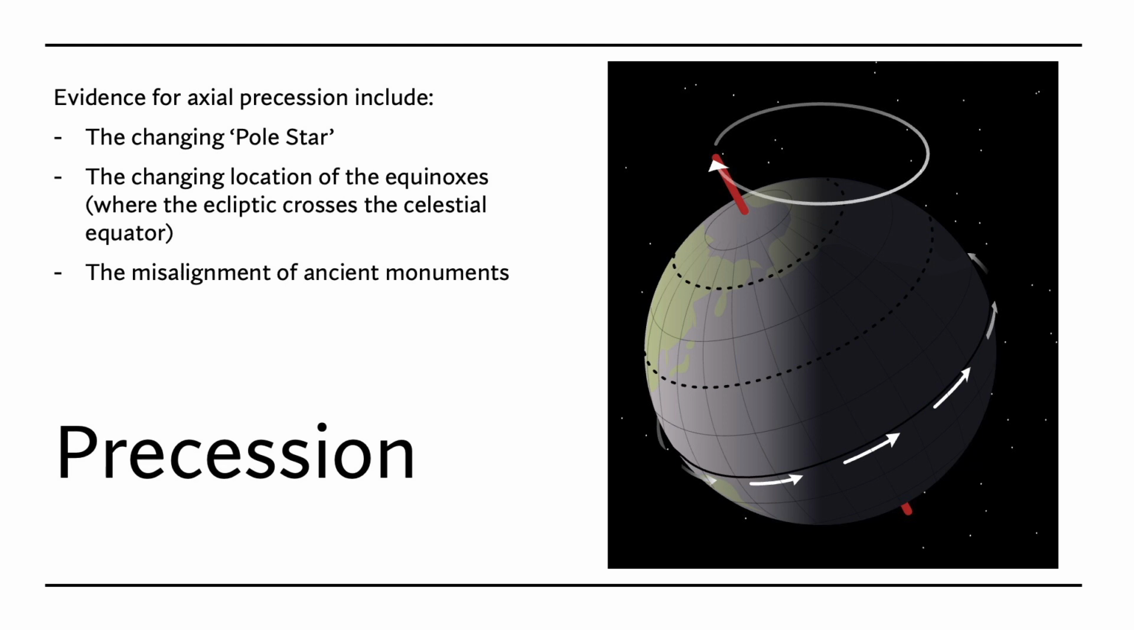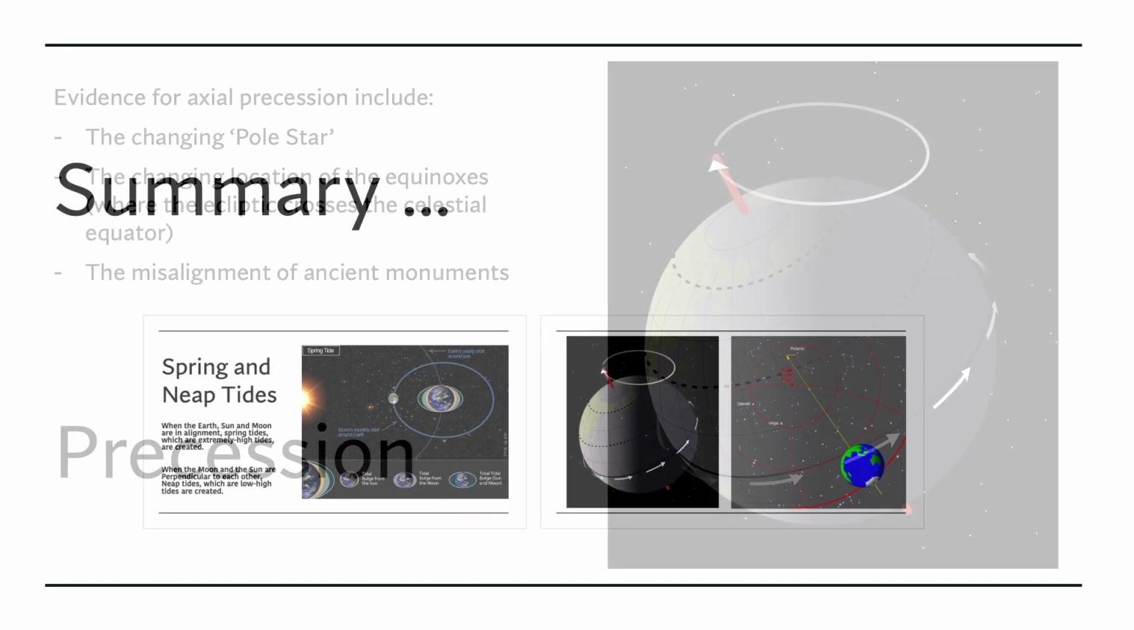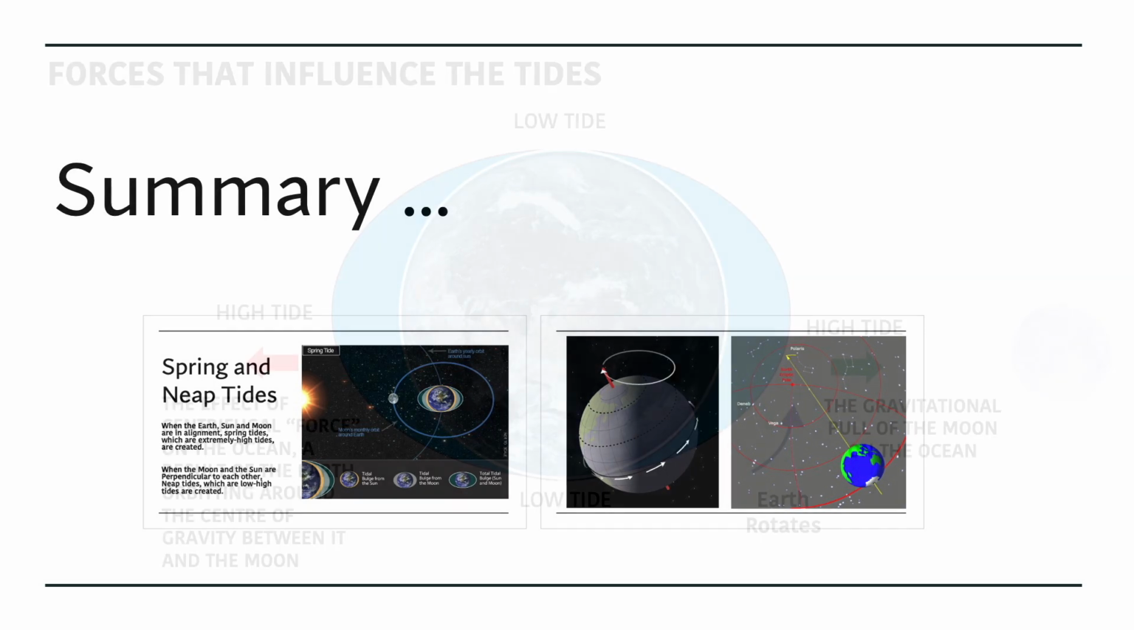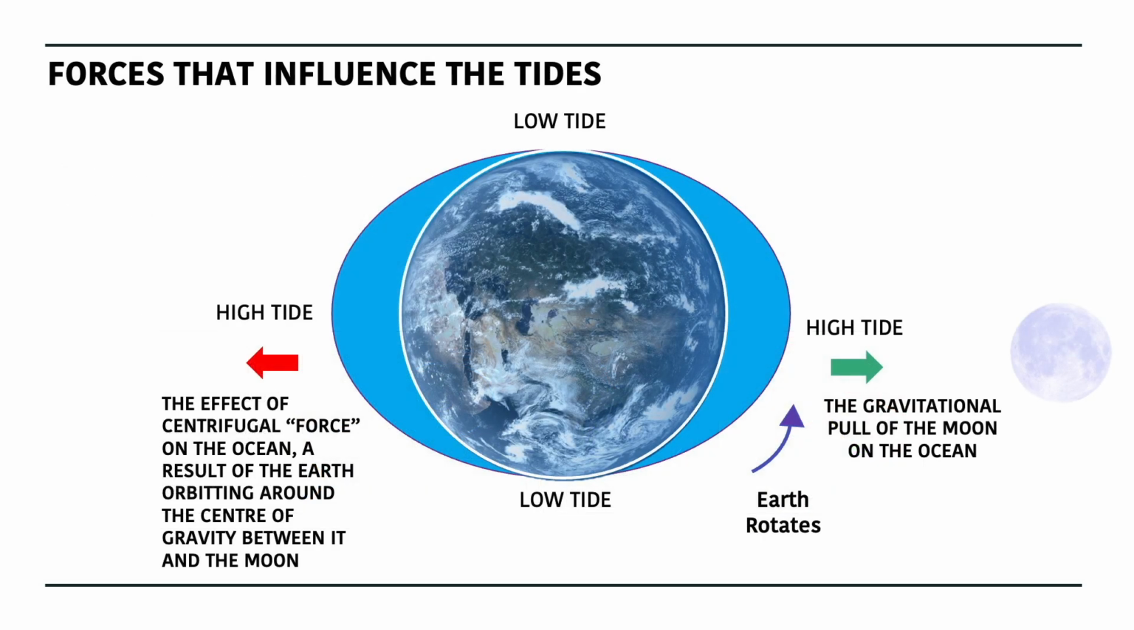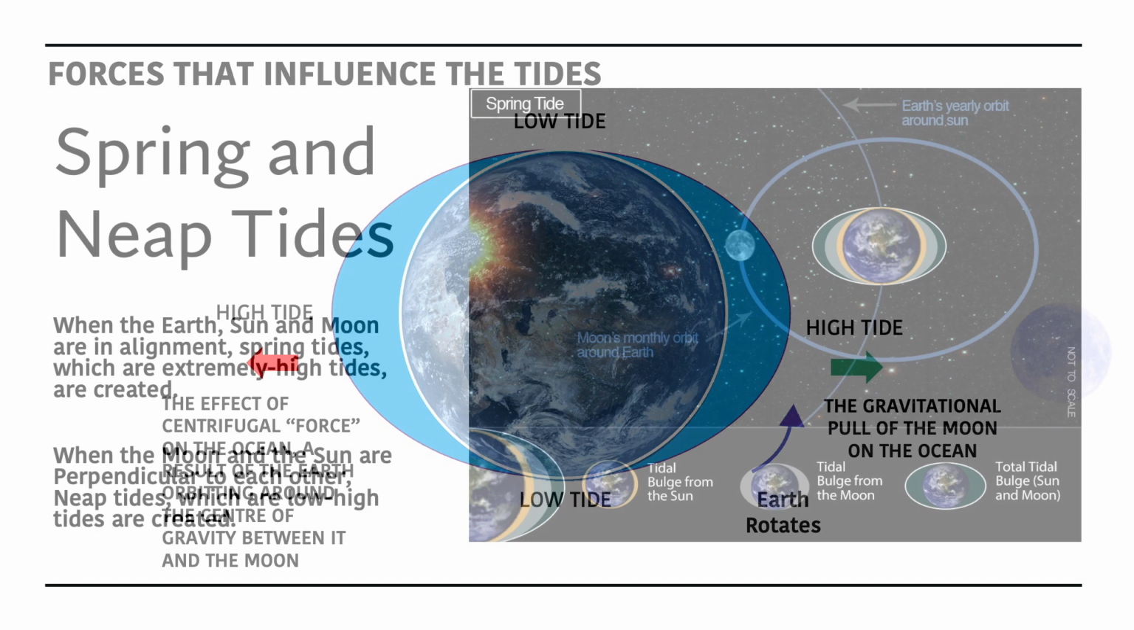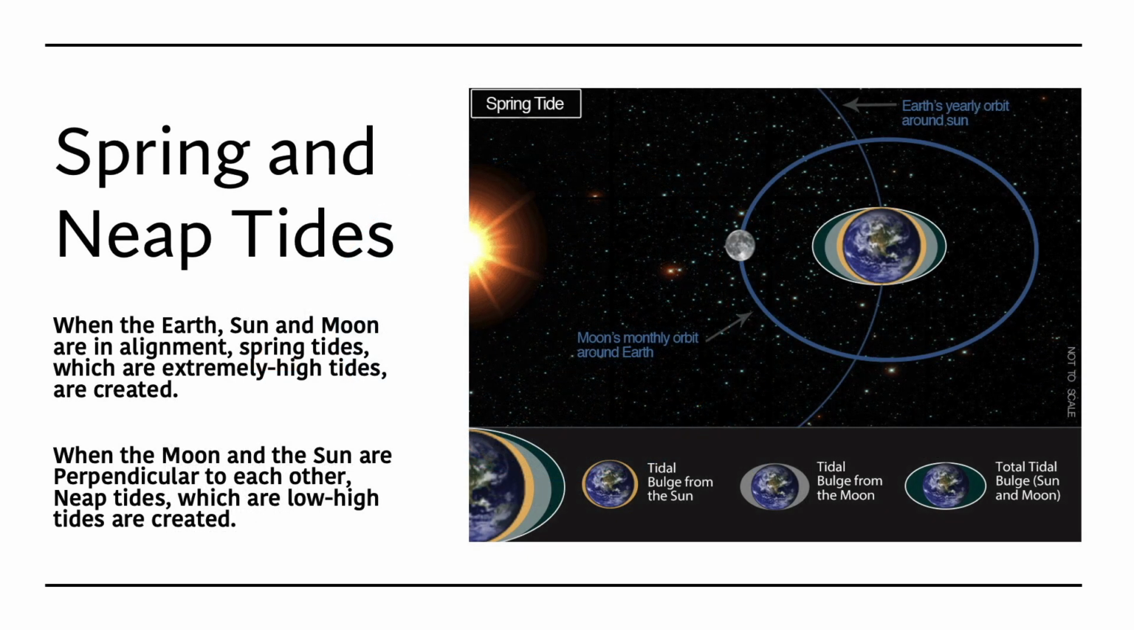So, to summarize, tides are created by the gravitational pull of the Moon on the Earth, as well as the effect of a centrifugal force which is caused by the Earth's orbit around the centre of gravity between the Earth and the Moon. Spring tides are when the Moon and the Sun are both aligned at a full moon or a new moon, which creates slightly higher high tides and slightly lower low tides.